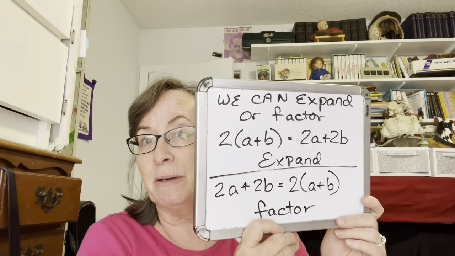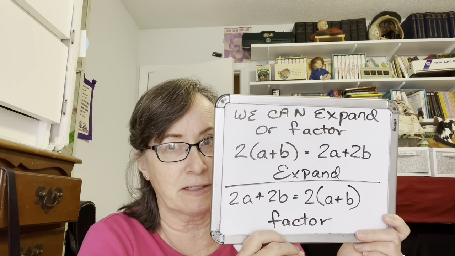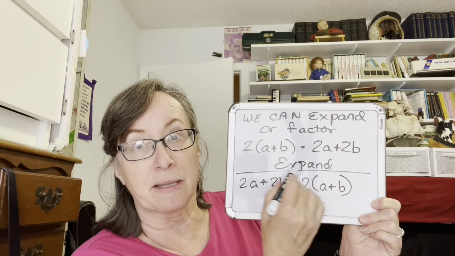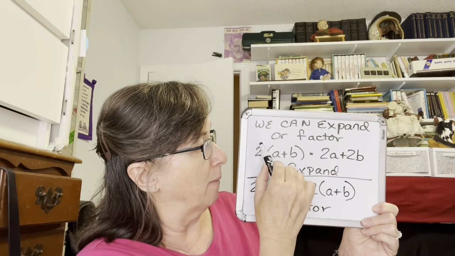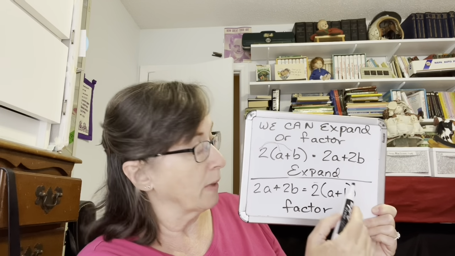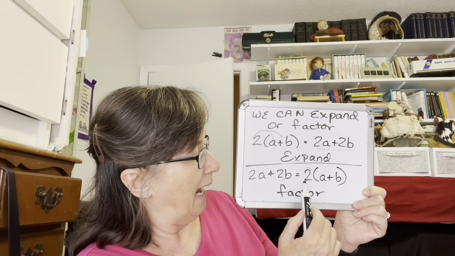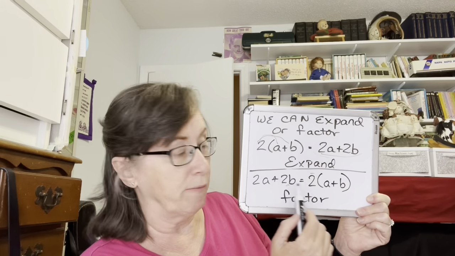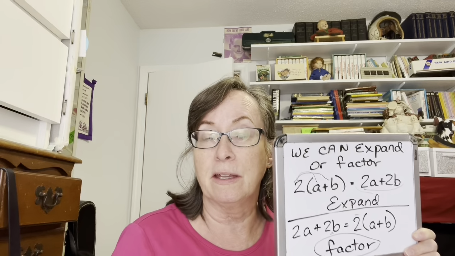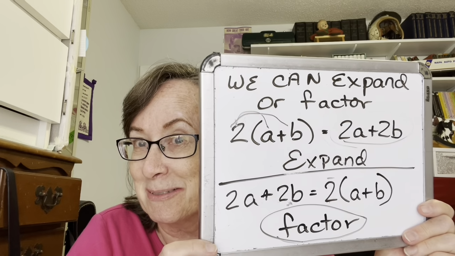Now, the distributive property goes both ways. We can expand or factor using the distributive property. Now, if we started with 2 times something in a parenthesis, and we ended up with 2 times A plus 2 times B, that's called expanding. If we started with this on the left, and we pulled a 2 out of each one of those and put it in front, that is called factoring. And they're both correct ways. And can you see that they undo each other?